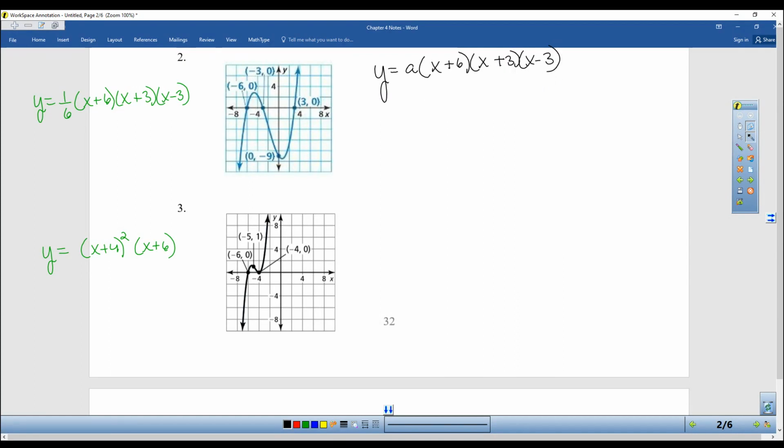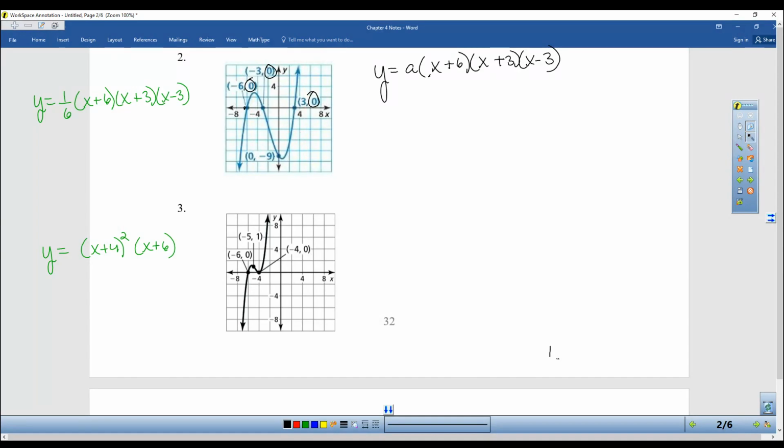And just to go over again why that works, because if x is negative 6, then this factor will be 0. And if this factor is 0, it doesn't matter what the other factors are. The whole thing is going to be 0. So whenever they tell you one of the zeros, and they've told you 3 of them, then you also know a factor. The zeros and the factors are intricately related.